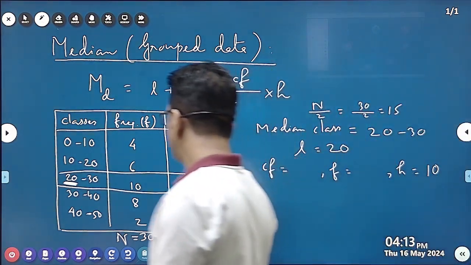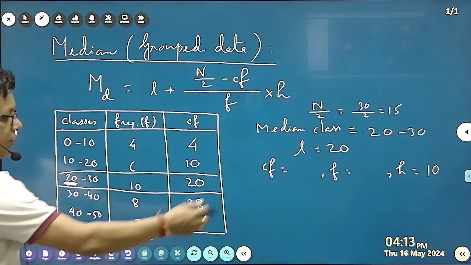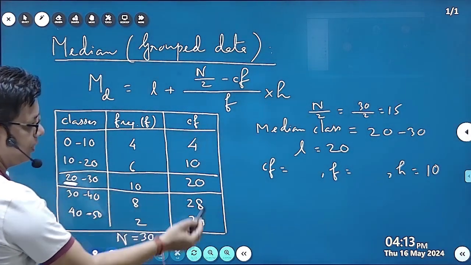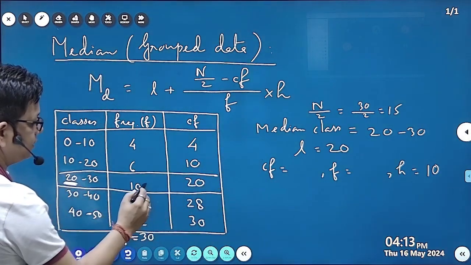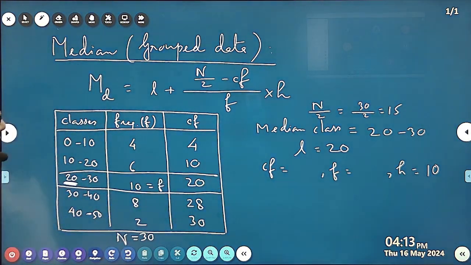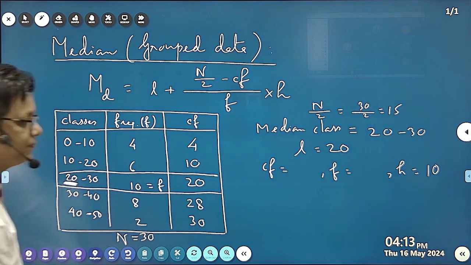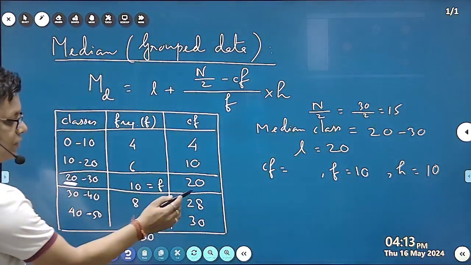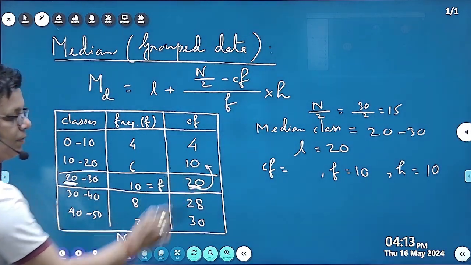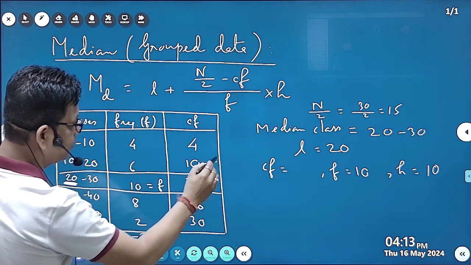Now look at these two terms which are very important and confusing: the cumulative frequency CF and the frequency F. Frequency is easy. This 10 is only frequency. In the median class, whichever frequency is there, that is only F. So F is 10. CF is actually confusing. CF is not 20. CF is the upper one.